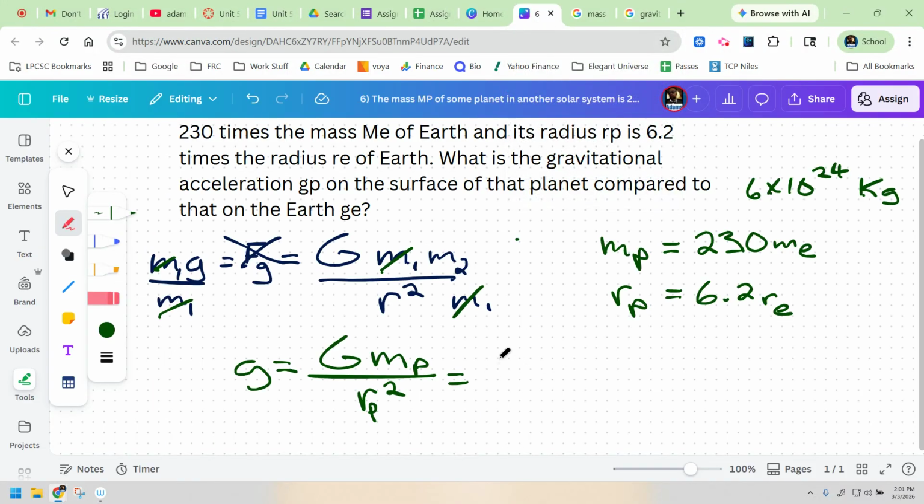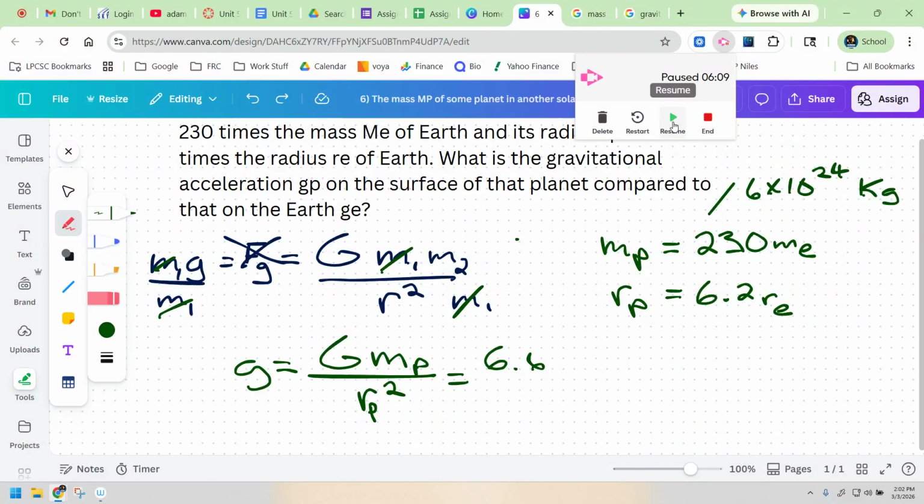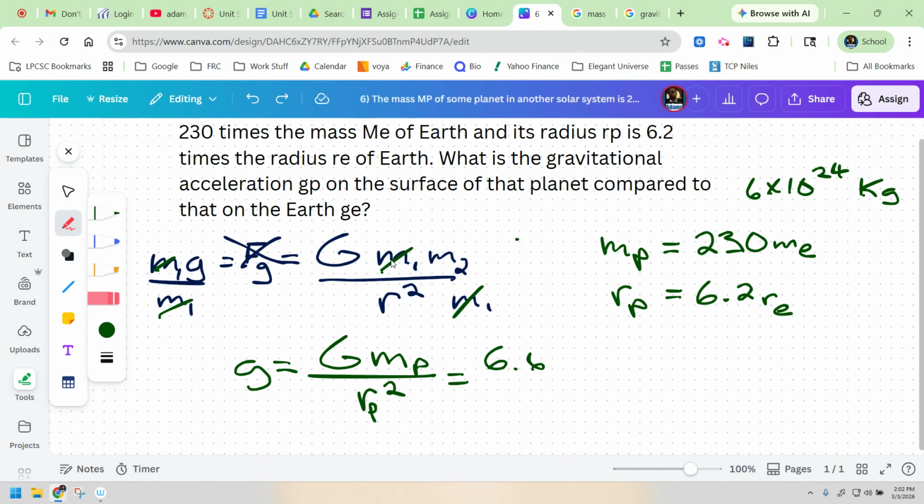So I'm going to start plugging this in. So this is going to be 6.67 times 10 to the negative 11. Oh, now I broke my computer doing that. You've got to be kidding me. I hate when this happens. Then resume, then do this, then we bring it back.